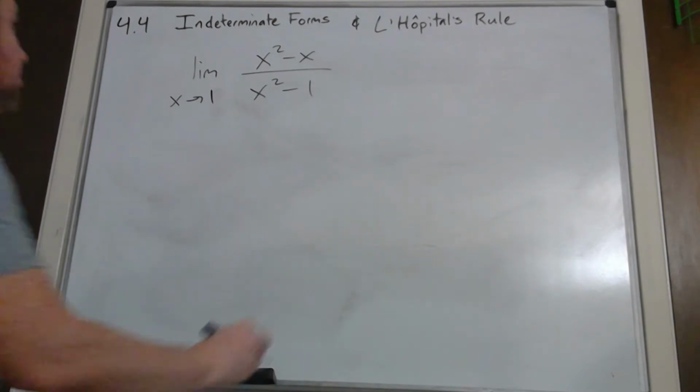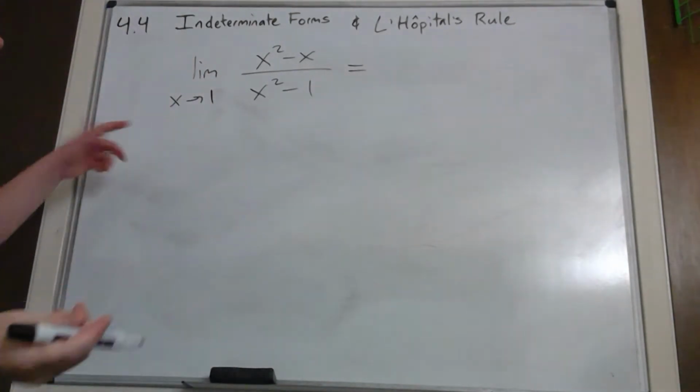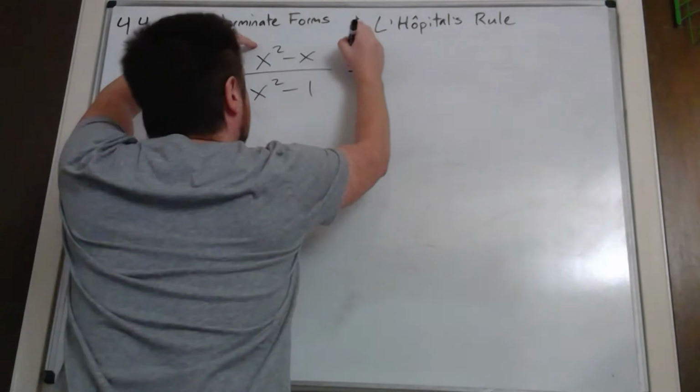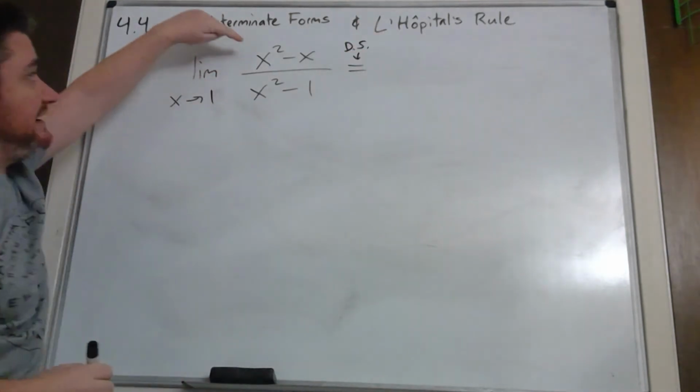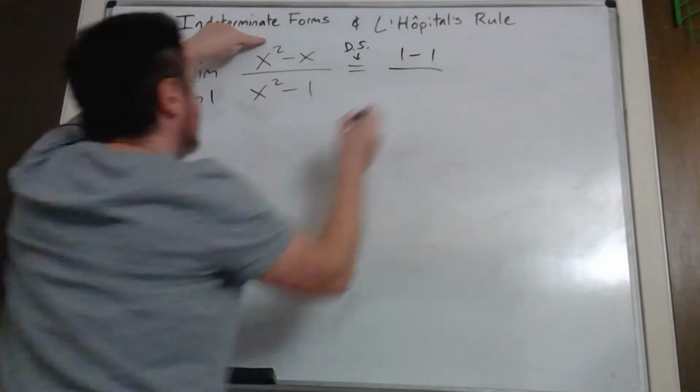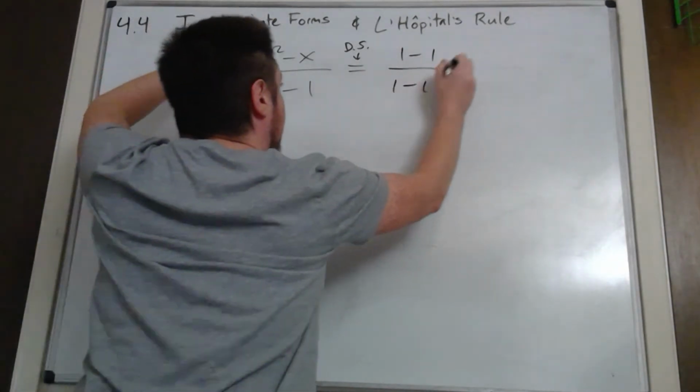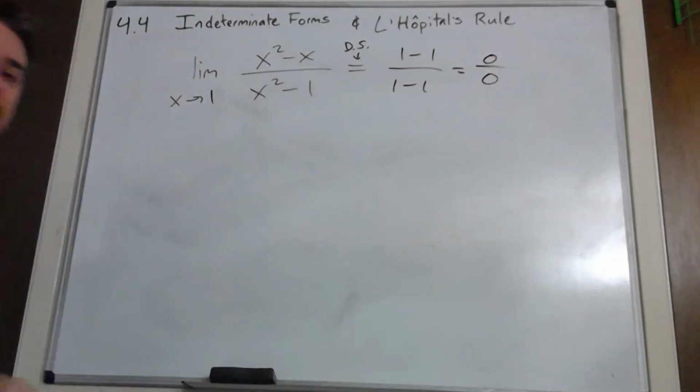Let's see what we can do. If I just plug 1 in, direct substitution, worth a shot. I always do this as my first shot. I'm going to get 1 squared is 1 minus 1, and down here I'm going to get 1 squared minus 1. Going to get 0 over 0.